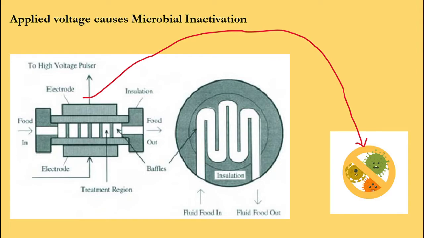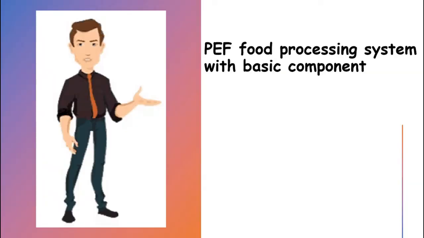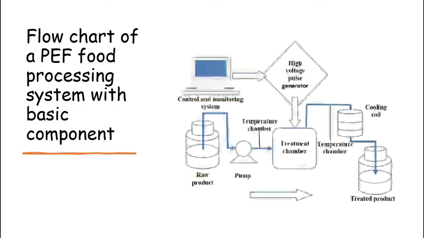Then we are going to see the components of pulsed electric field processing. First, we are going to see the PEF processing system with basic components. The equipment consists of a high voltage pulse generator and a treatment chamber with a suitable fluid handling system and necessary monitoring and controlling devices. So this flowchart represents the PEF food processing system with basic components.